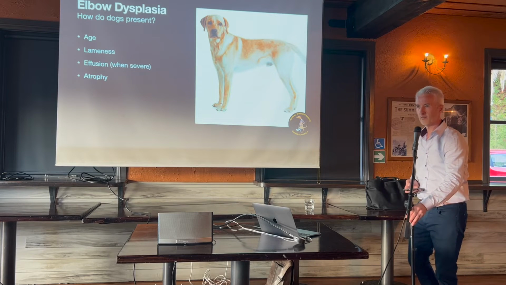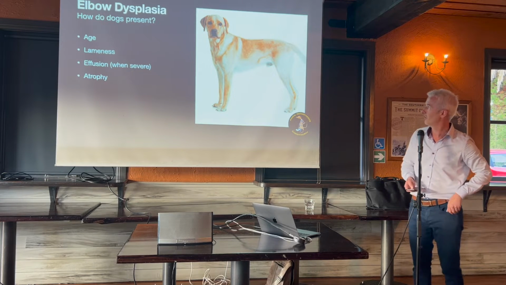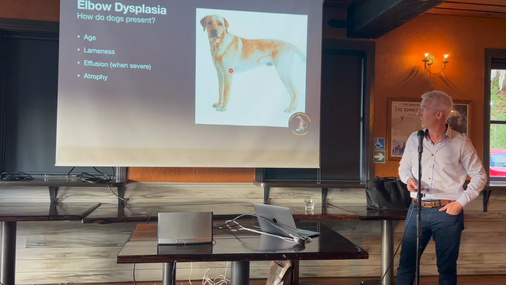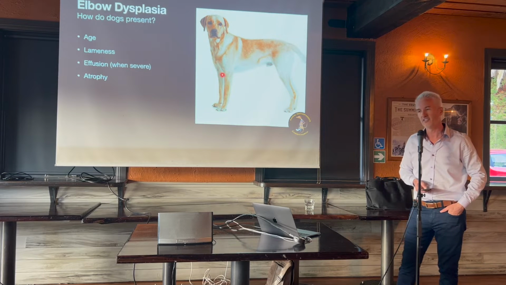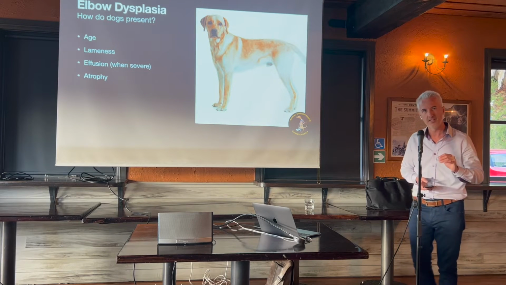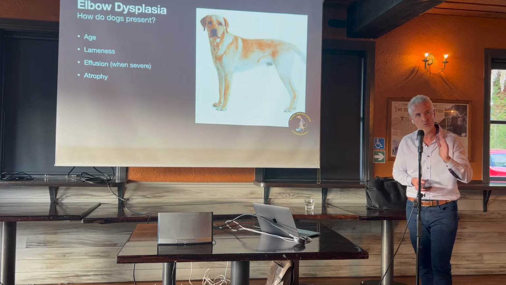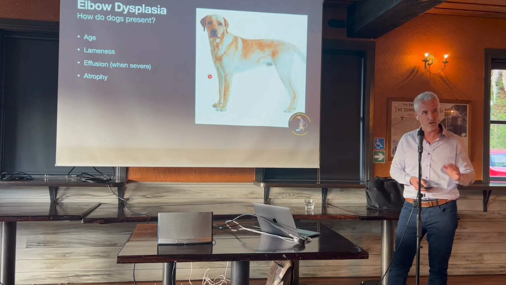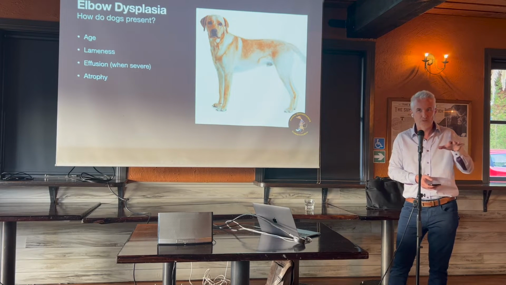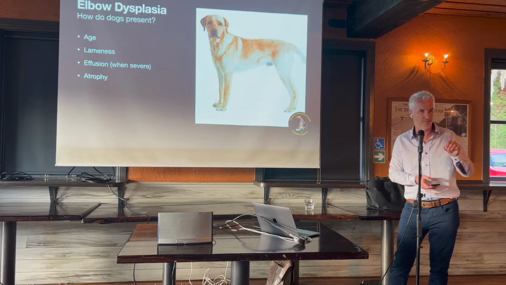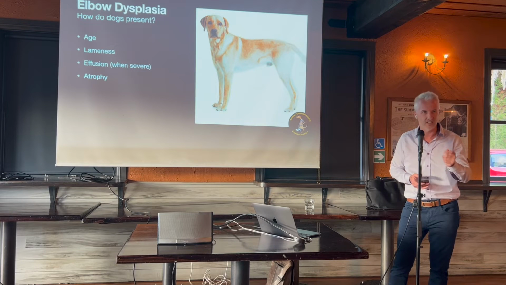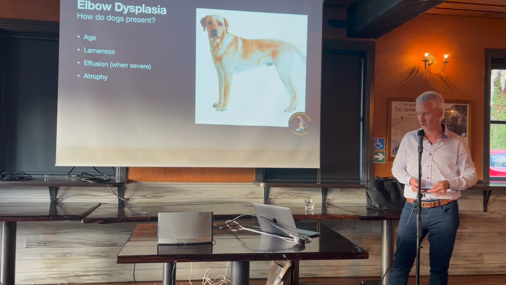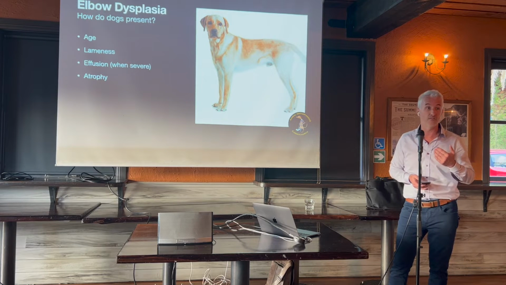Now, when the elbow dysplasia is quite severe, what you can see is an effusion. So it's different to a hygroma, which is a big lump. An effusion is just the subtle swelling in between the olecranon and the lateral epicondyle, and it disappears when the dog picks his foot up. So it's that squeezing of increased synovial volume that you can feel there. It only occurs when it's severe. It doesn't occur in all dogs, but very commonly they've got atrophy.